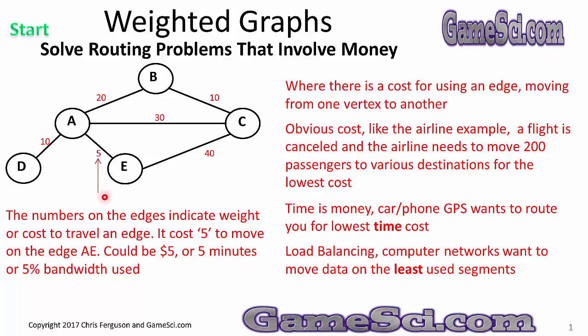The numbers on the edges indicate weight or cost to travel an edge. It costs 5 to move from edge A to E. This edge right there. Could be $5, could be 5 minutes, could be 5% bandwidth used.